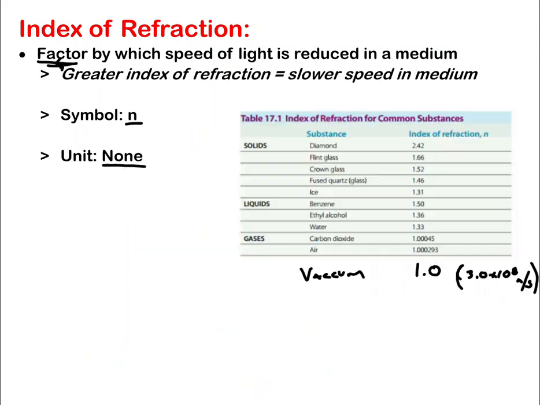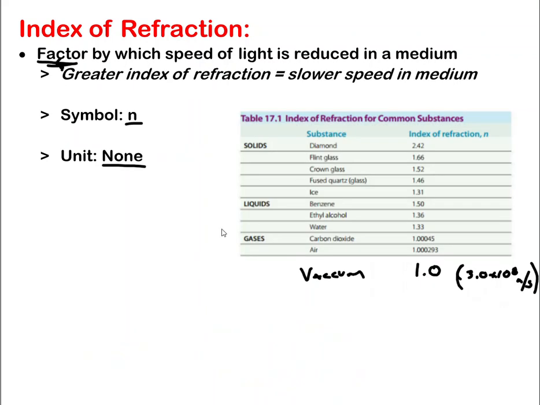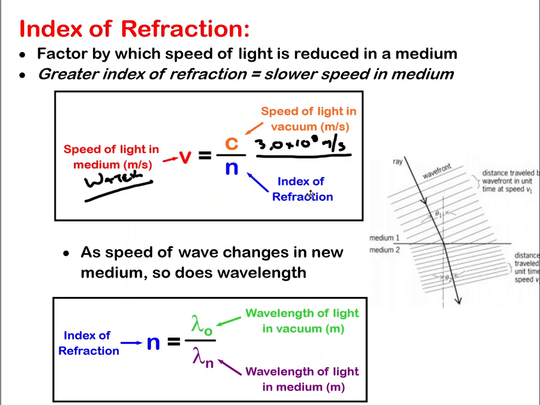So we could actually do this. Water is 1.33, so we would take 3.0 times 10 to the 8th meters per second and divide by 1.33. Now, if we divide this by 1, we get the same number, right? And that is why the index of refraction for a vacuum would be 1, because it's always 3.0 times 10 to the 8th. The higher this number, the higher the index of refraction, the smaller this speed is going to be, the more it slows down.